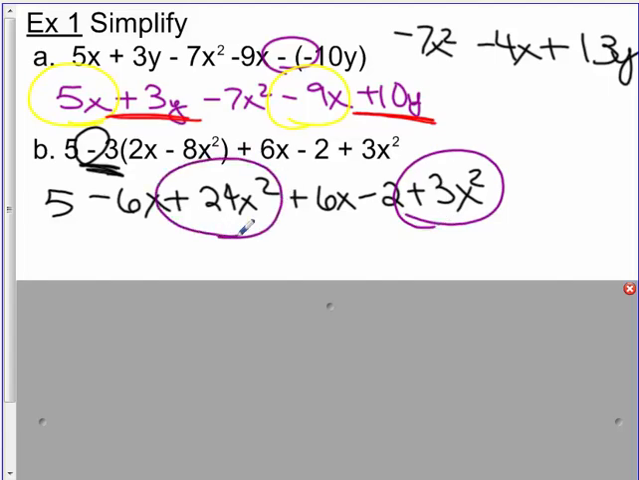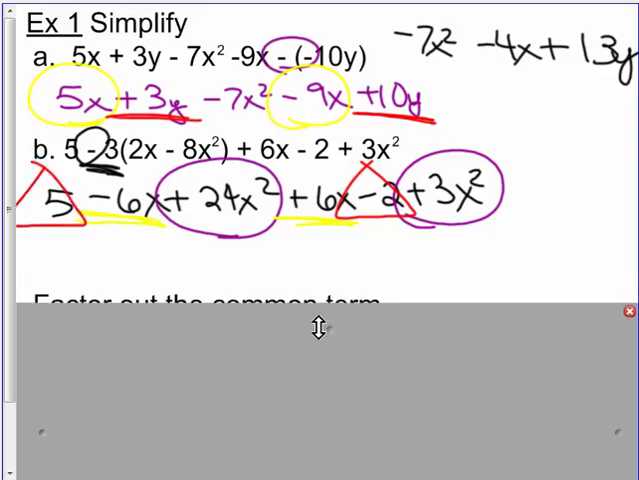That would work. So I have 24x squared and I have 3x squared. Those would go together. Other ones, a negative 6x and a positive 6x there. I can put those together. They both have x's. And then finally, I have a negative 2 and a positive 5. So I'm going to start with my 24x squared and the 3x squared.